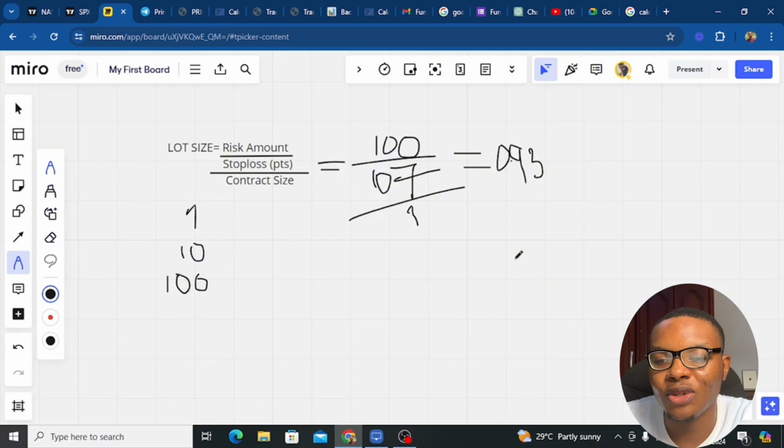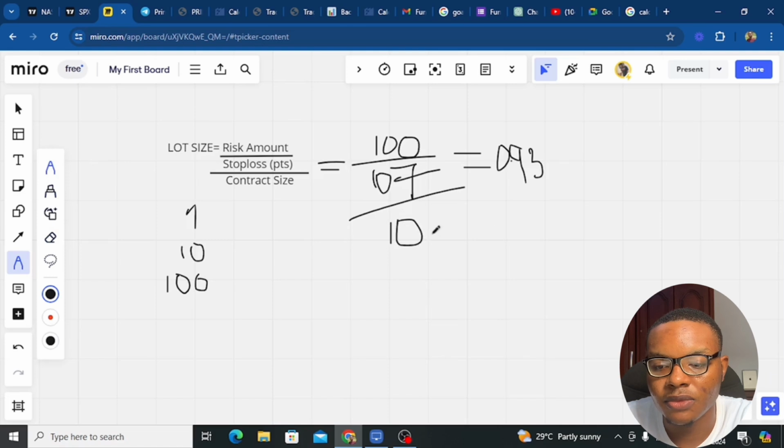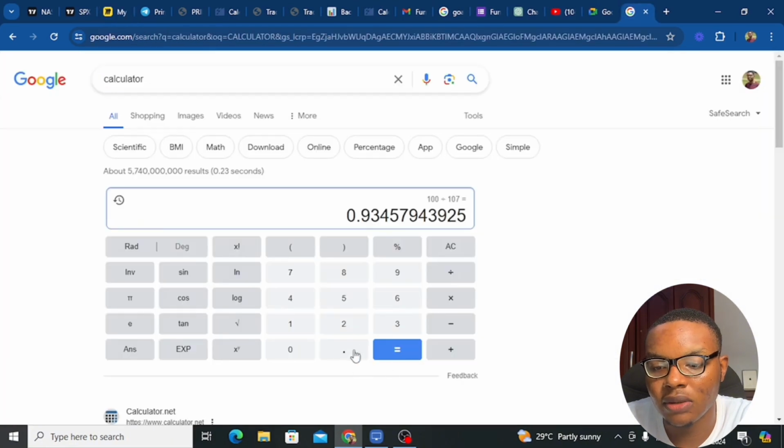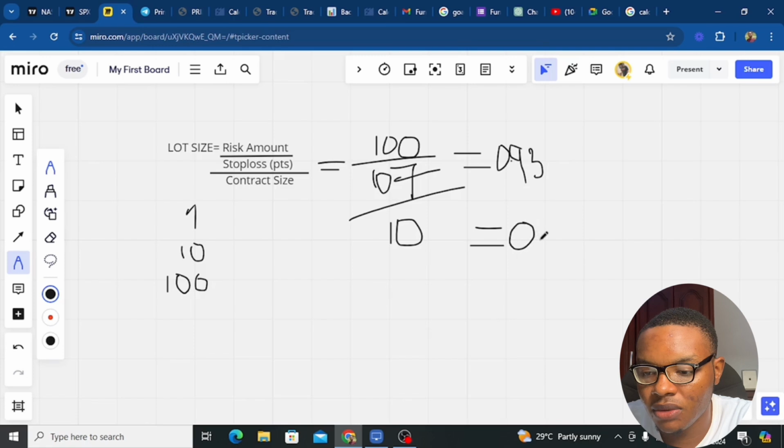All right, 0.93. So if we had this to be 10, let me get an eraser tool now. If this was a 10, what would our lot size be? We're going to now divide this by 10 again. So we're going to go back to the calculator and divide it by 10, which is the contract size now, which is 0.09. 0.09 for this one.